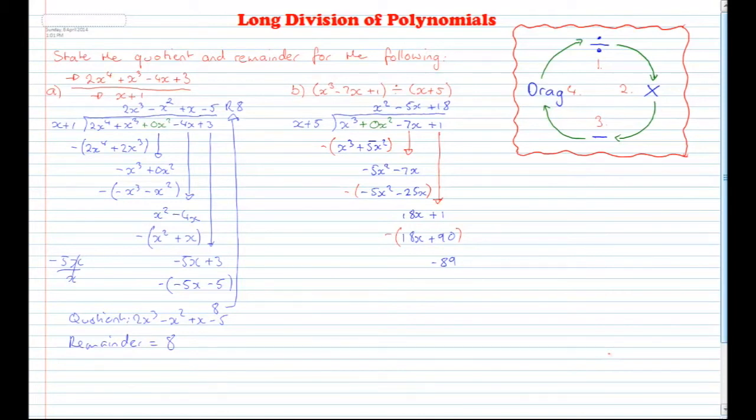Now I've got nothing to drag down, so therefore I drag this up here, and that means that my remainder is equal to negative 89. So when I go through and do that, I get my quotient is equal to x squared minus 5x plus 18, and my remainder is equal to negative 89.